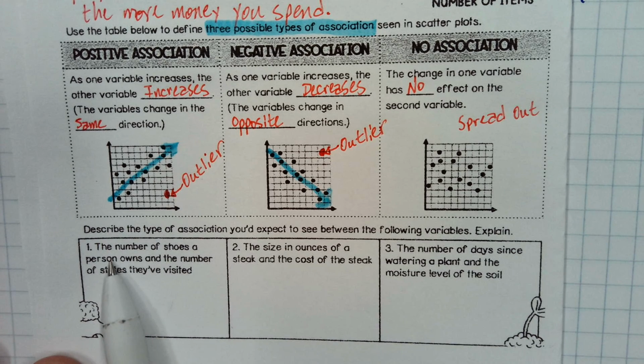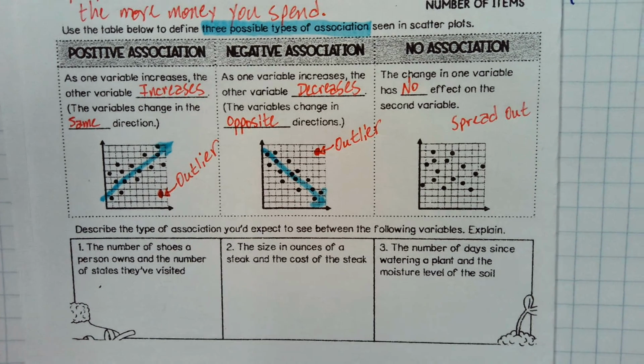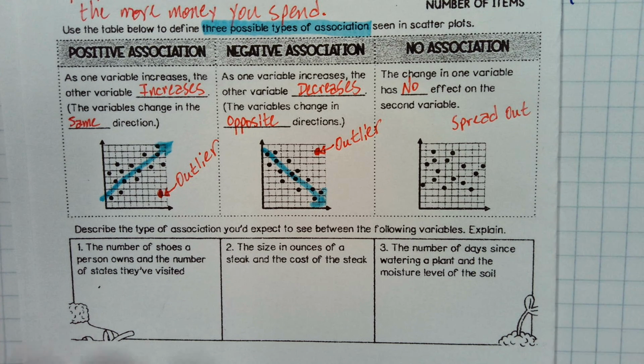Number one, the number of shoes a person owns and the number of states they visited. You think there's a connection there? Doesn't seem to be, right? You could have someone that has a lot of shoes, right? But maybe they've only been to one or two states. Or you could have someone that has a lot of shoes that's been everywhere or been to a lot of states. So I would say that one is no association.